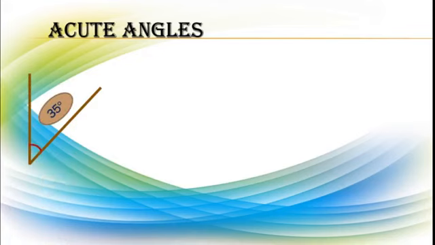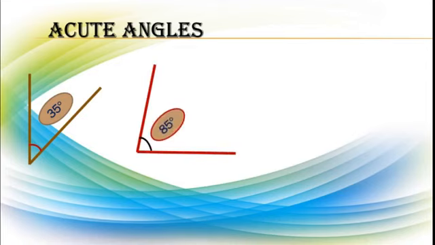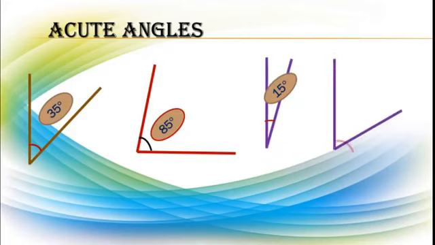See, this is 35 degree, less than 90, isn't it? One more. This is 85 degree, near to 90, but it is less than 90. See, this is a 15 degree angle. So this is an acute angle. See, this one is a 60 degree angle.